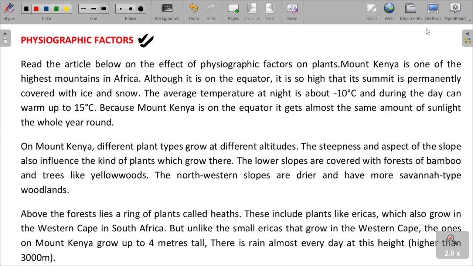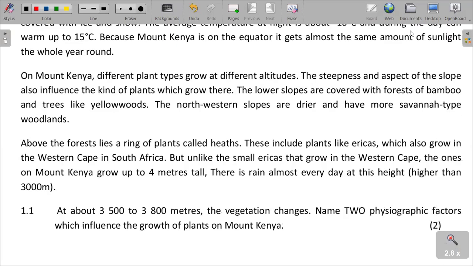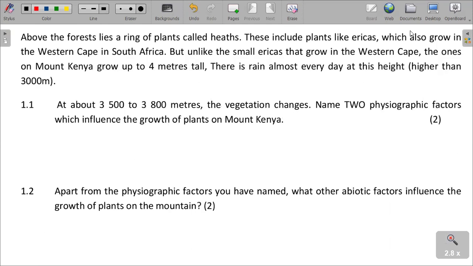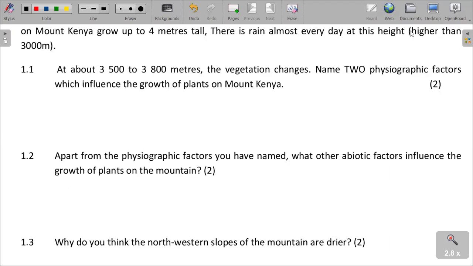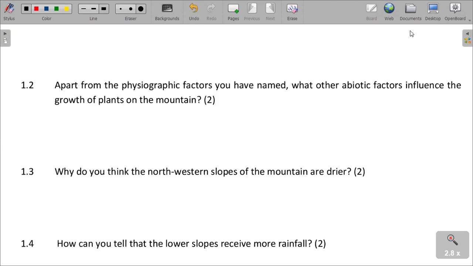Today we want to talk about physiographic factors. We are working questions on physiographic factors, and understand right now that the questions we are answering in these physiographic factors relate to the comprehension or the context that is attached, about vegetation changes that are influenced by altitude and so on.